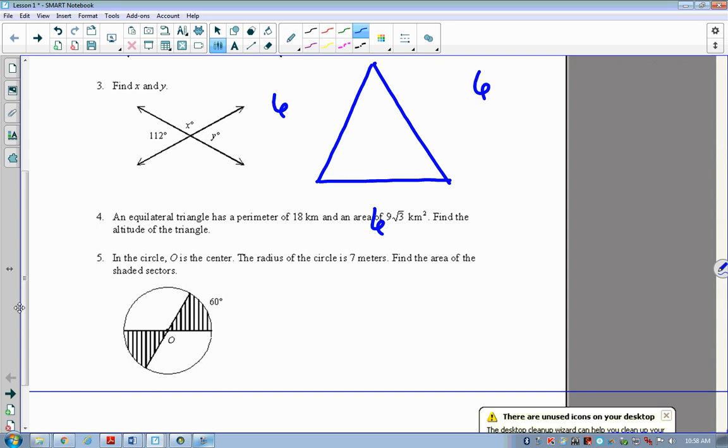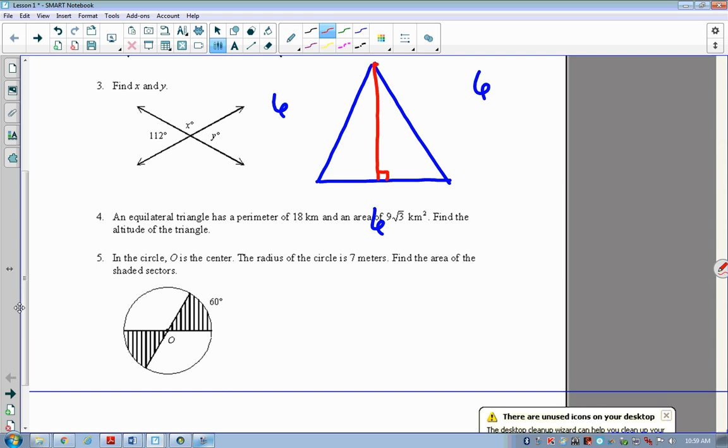And they tell me that the area is 9 radical 3 kilometers squared. What's interesting about this question is that there are a lot of different ways to solve it. What we are trying to solve for, though, is this line right here. Does anybody have a problem understanding that that's the line we're looking for? That's the altitude. An altitude is a line that goes from a vertex to the opposite side and is perpendicular to the opposite side.